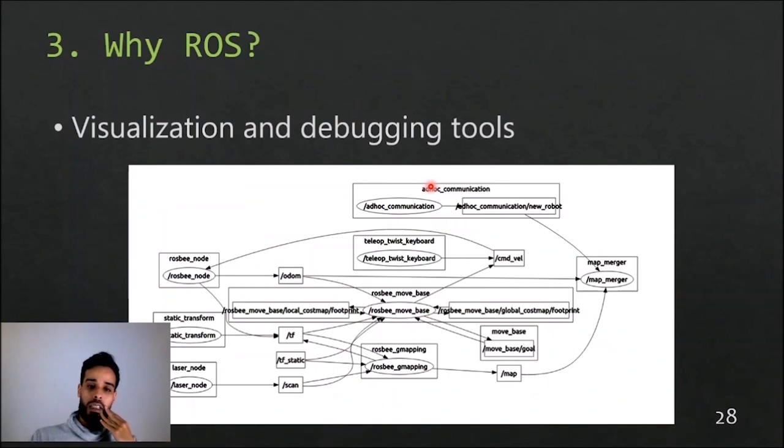Okay, and we can visualize everything here. For example, this is the node graph. Say I have a bug, and my laser node needs to publish to this scan topic to communicate with the mapping node. If there is a problem, I can see it quickly, because if I don't see a link between the laser node and the mapping node here, I know there's a problem in the scan topic, the laser topic, and I can quickly debug my code.